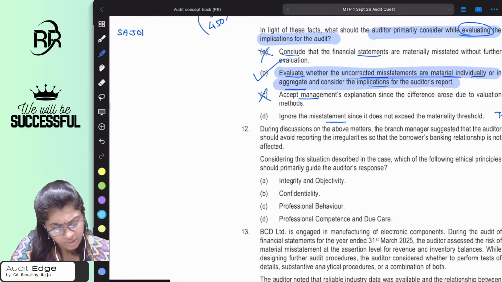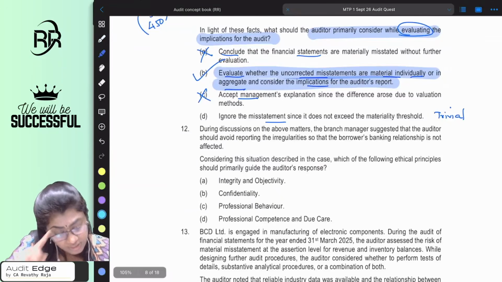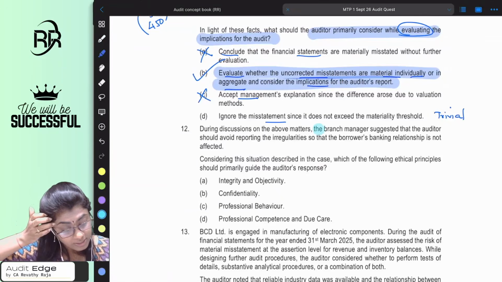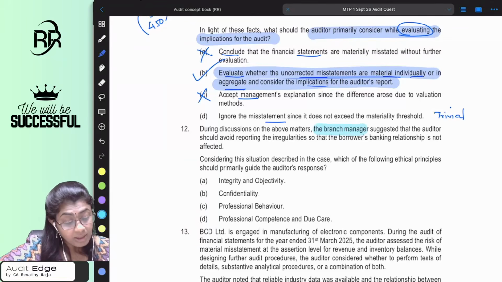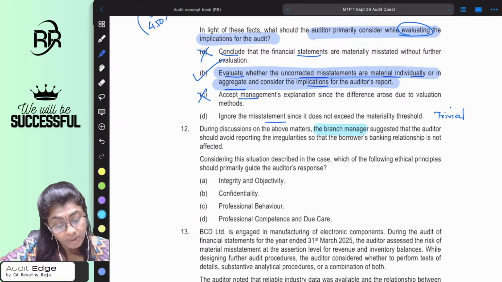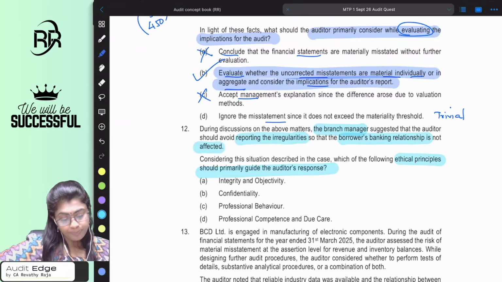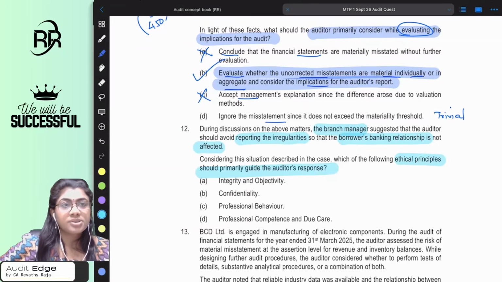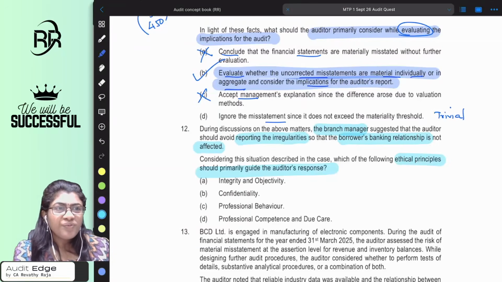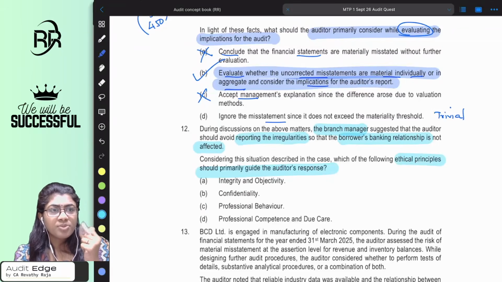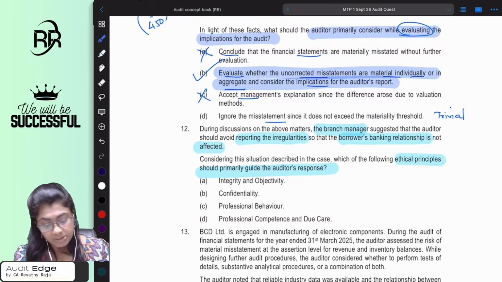Now, last question, I guess, in the case study. During the discussion of the above matters with the branch manager of the bank, they suggested that auditor should avoid reporting the irregularity so that borrower's banking relationship is not affected. Considering the situation described, which ethical principles should primarily guide auditor's response? Five fundamental principles: integrity, objectivity, confidentiality, professional behavior, professional competence.